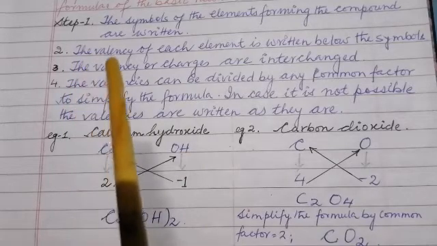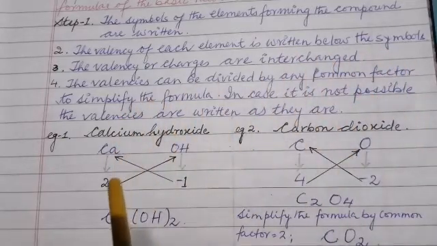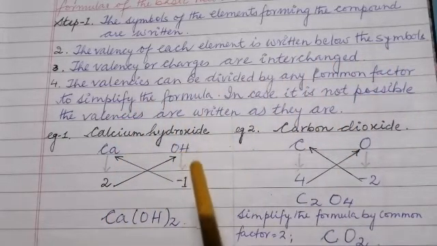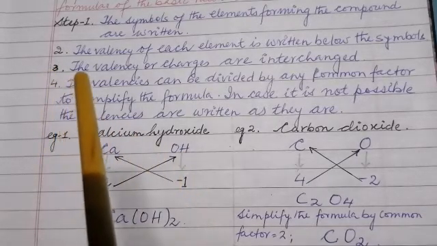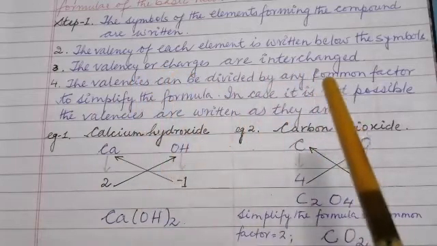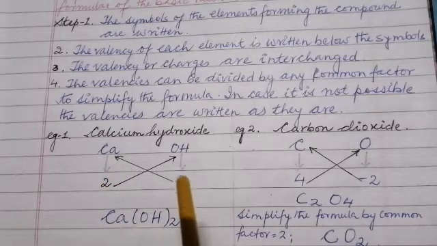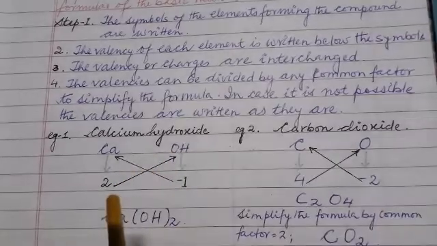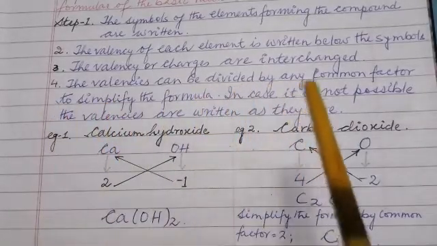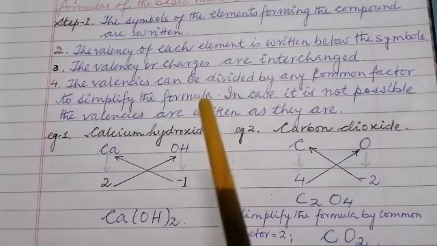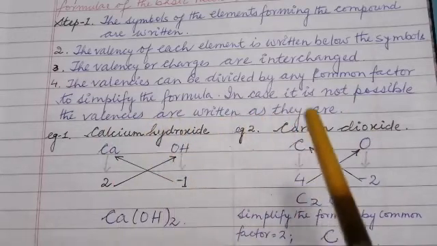Step 2. The valency of each element is written below the symbols. Calcium has valency 2. Hydroxide has valency -1. Step 3. The valencies or charges are interchanged. So calcium gets valency 1, hydroxide gets valency 2. Step 4. The valencies can be divided by any common factor to simplify the formula. In case it is not possible, the valencies are written as they are.